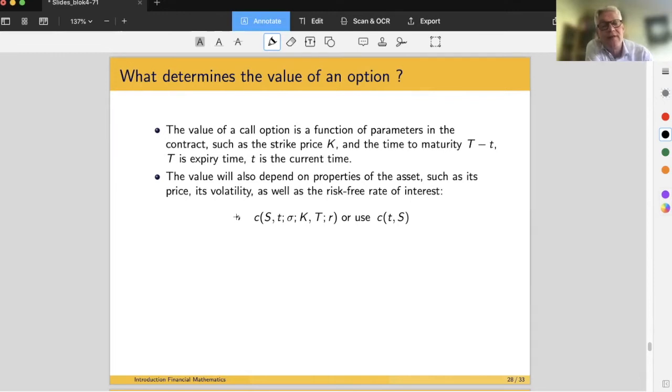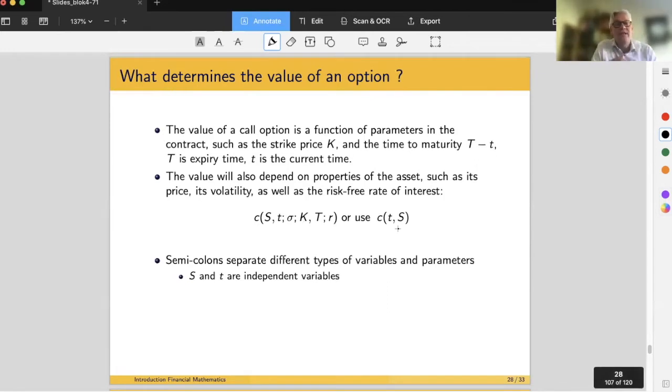So in fact, the value of the call option C depends, as mentioned, on S and t. These are the independent variables, and then on parameters of the asset dynamics, sigma. And then we have a semicolon again, and then we have the parameters of the option contract, K and capital T, and also the risk-free interest rate r. But if we focus on the independent variables, then we just say C, the call option value, is a function of little t and of S.